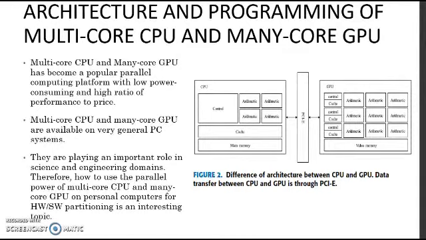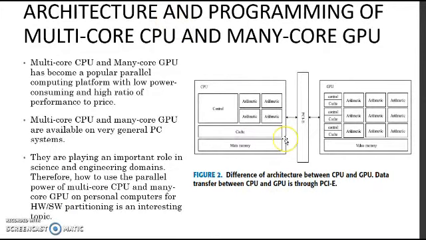Now we see the architecture and programming of multi-core CPU and many-core GPU, which is the core topic of this research paper. Multi-core CPU and many-core GPU have become a popular parallel computing platform with low power consumption and a high ratio of performance to price. They are available on very general PC systems and are playing an important role in science and engineering domains. Therefore, how to use the parallel power of multi-core CPU and many-core GPU on personal computers for hardware-software partitioning is an interesting topic.